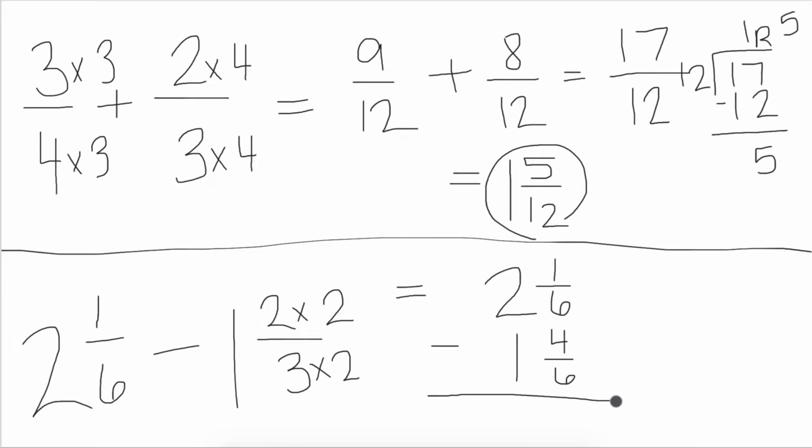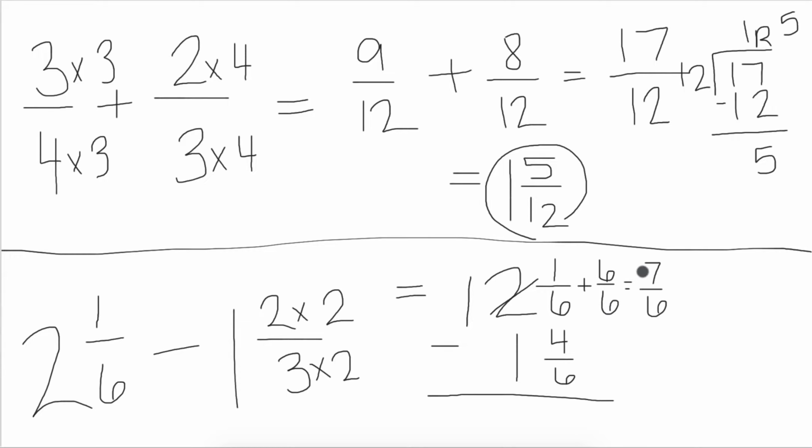Alright, our next step will be to subtract the numerators. We know that we cannot subtract 1 minus 4. We'll have to go over to the 2 and borrow, making it a 1. We will add 6 over 6 to our 1/6 and get 7/6. That is because we borrowed a 1 from the 2, and 6 over 6 is equivalent to 1.